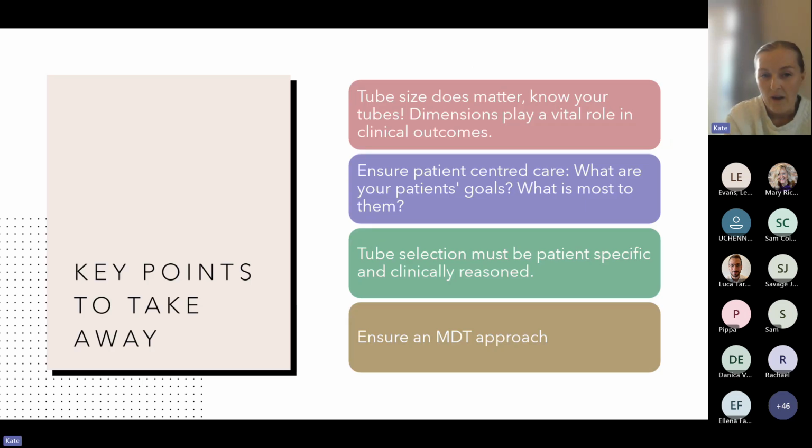And then key points to take away. I just want you guys to know your tube sizes. That's really, really important. Know your dimensions. This plays a massive role, especially within a critical care setting when you're trying to push absolutely everything, especially for your ventilator weans and your tracheostomy weans. Every millimetre does really count.